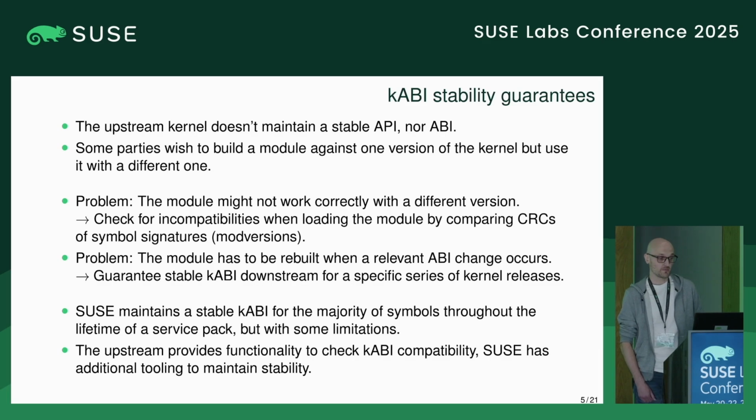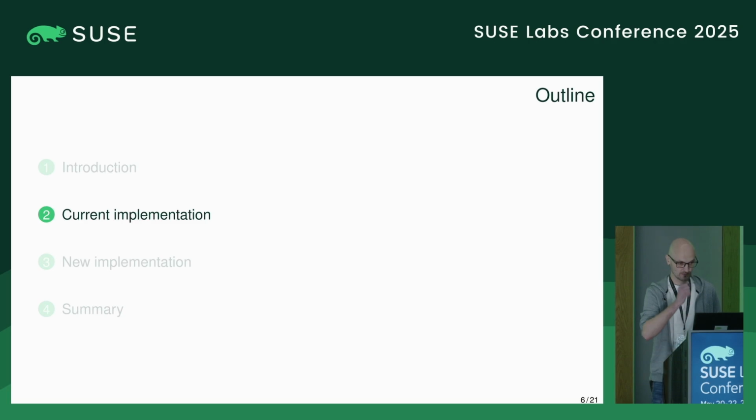The overall implementation to keep KABI stable depends on 2 parts. The upstream provides the mentioned functionality to check KABI compatibility, and SUSE then has additional tooling to maintain KABI stability. And my talk and the new tools are mostly about the latter, about KABI stability and detecting KABI changes. So that was context. Now let's have a look at the current implementation.